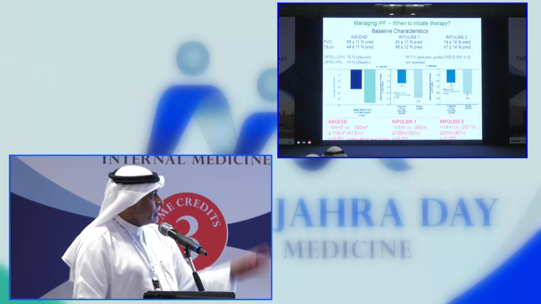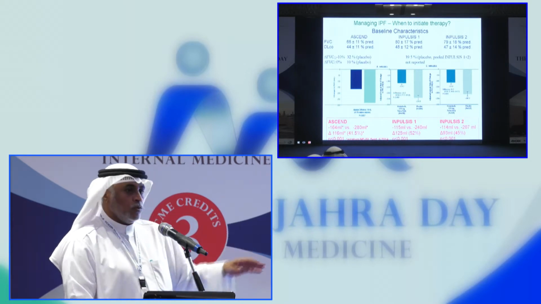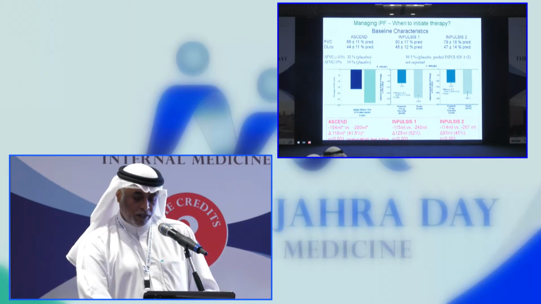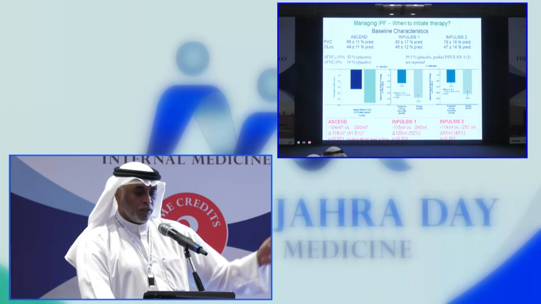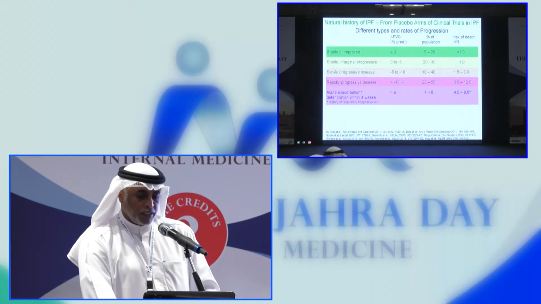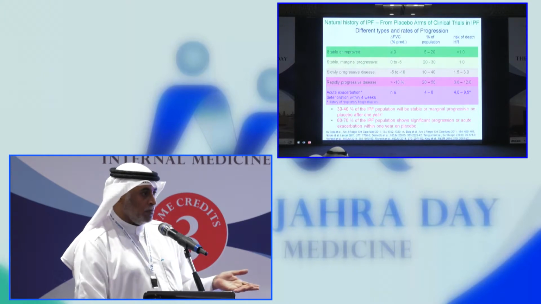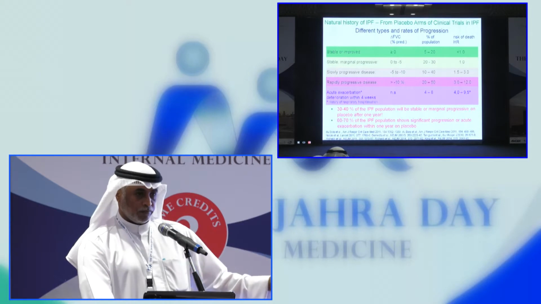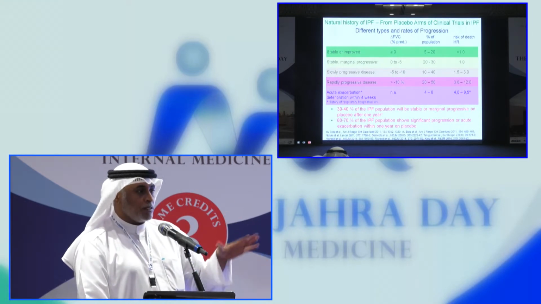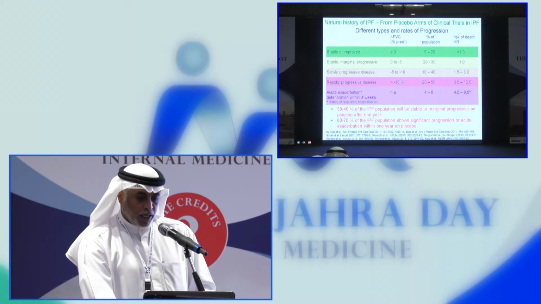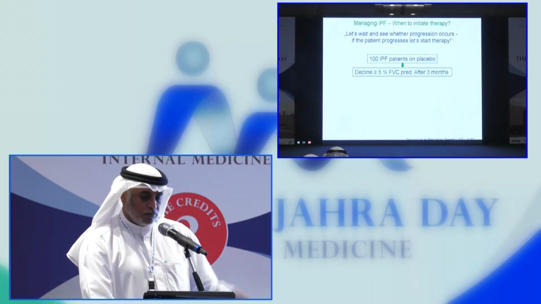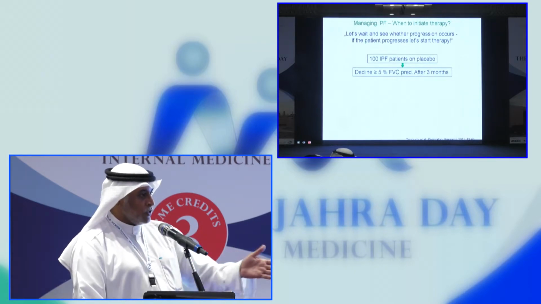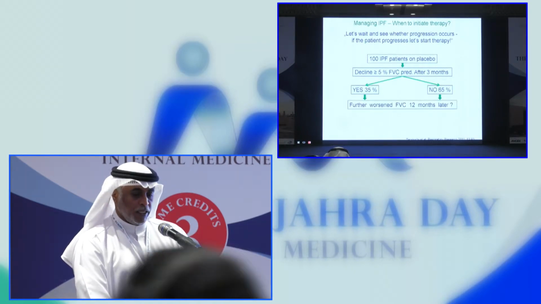If we look at the ASCEND trial and INPULSIS 1 and INPULSIS 2, they really differ in the patient population with regard to their lung function. All of them improved, but to different degrees. The natural history of patients with IPF: 60-70% will progress, okay, and 30-40% may stabilize. Now, one can say, let's wait and see if they progress, then we start, rather than starting early.